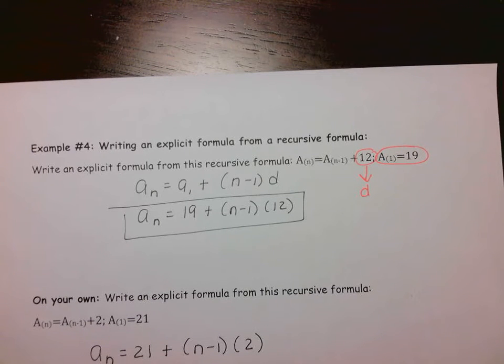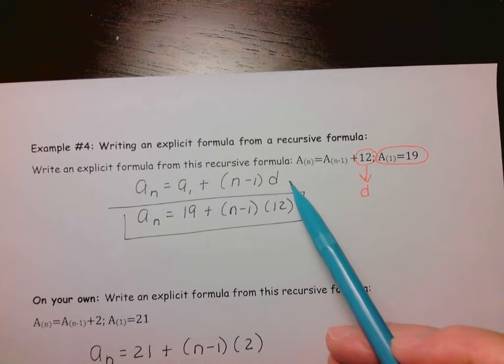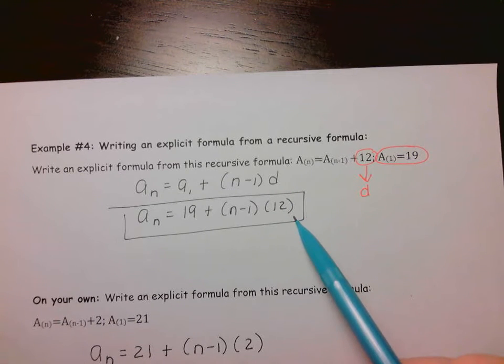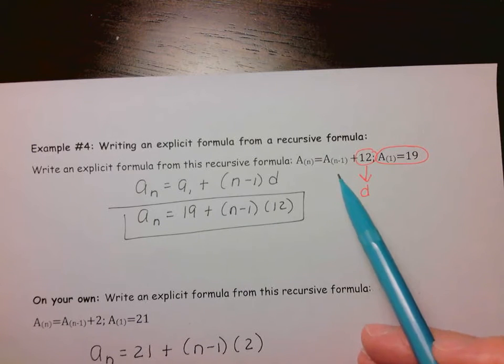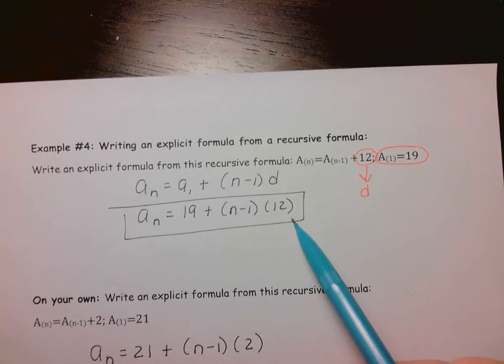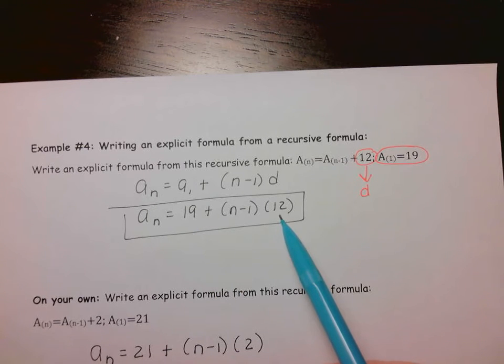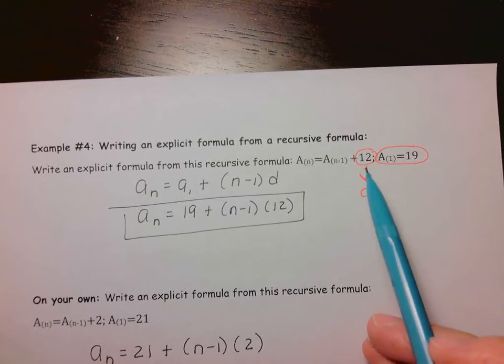And so finally, now we're going to be writing explicit formulas from recursive formulas and vice versa. And this is pretty simple. It says write an explicit formula from this recursive formula. So here's my explicit formula, and all I'm doing is taking the information found here and putting it into the different formula. I'm taking all the information found from this recursive formula and putting it into my explicit formula. Here's my first term, and here's my common difference, which is communicated here.